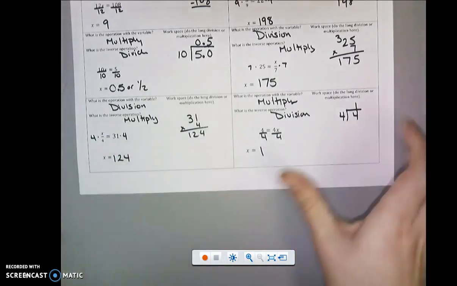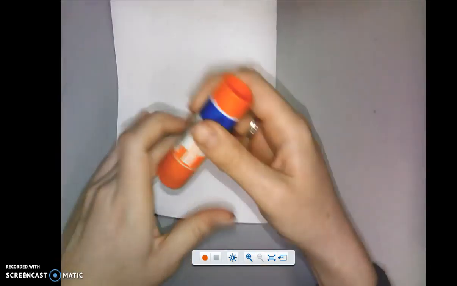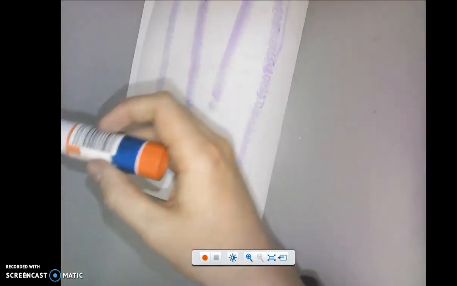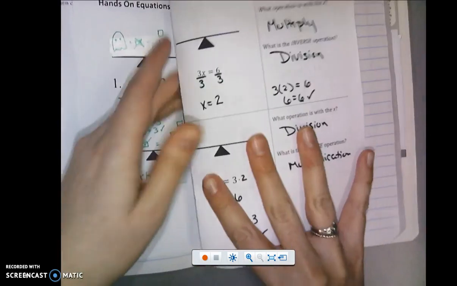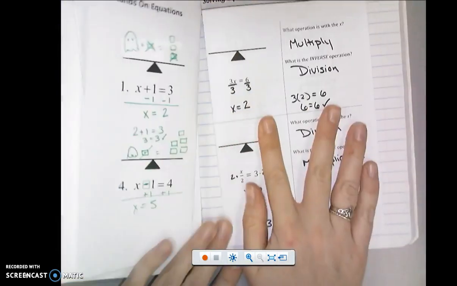So again, we're going to glue it into our notebook, like so. Glue that bad boy in, and that's the second day's notes.